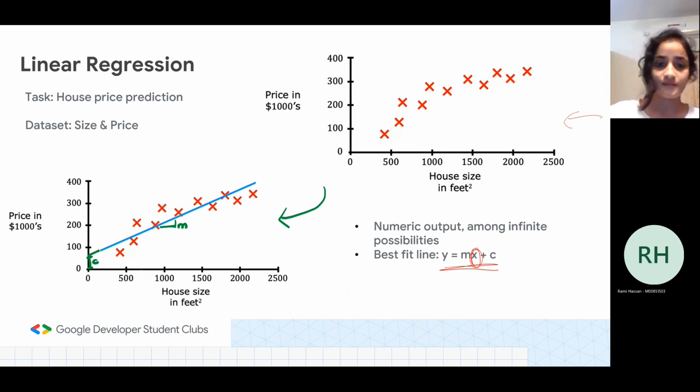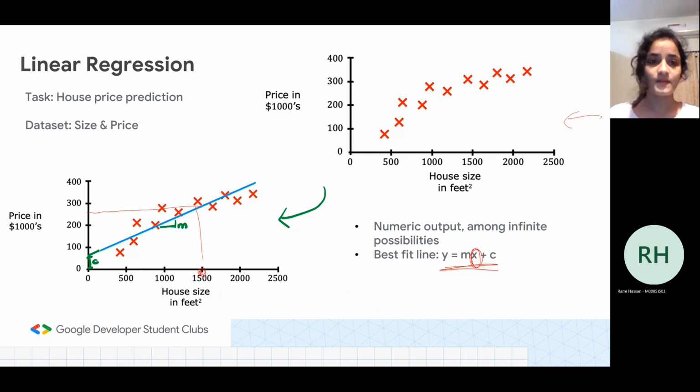So in this line, suppose I give it an input of my house being 1,500 square feet, and it's going to give me a price of about $250K. So, yep, that's what linear regression is.